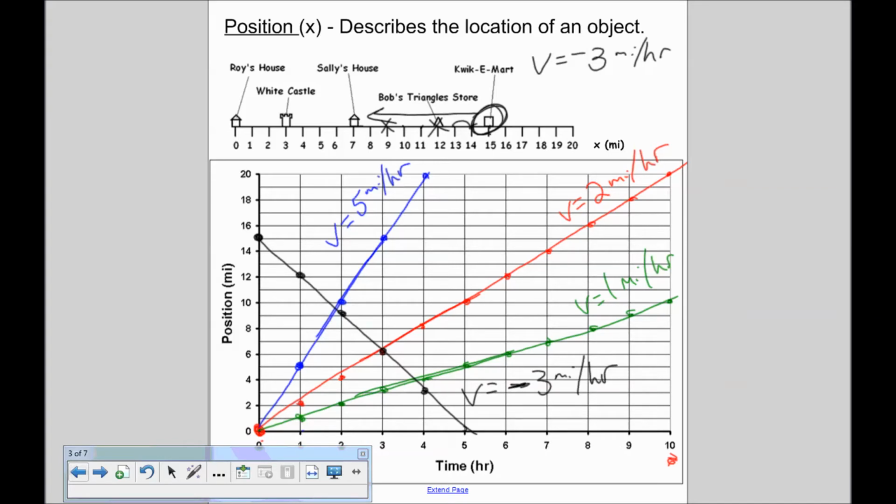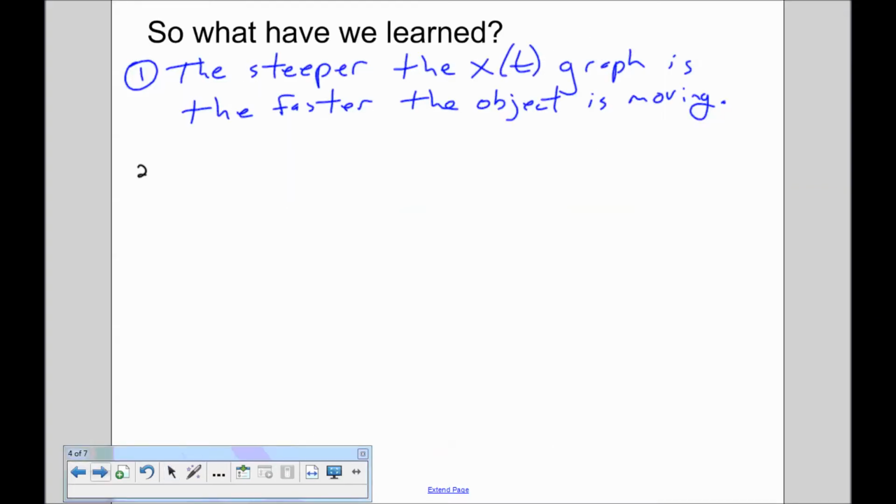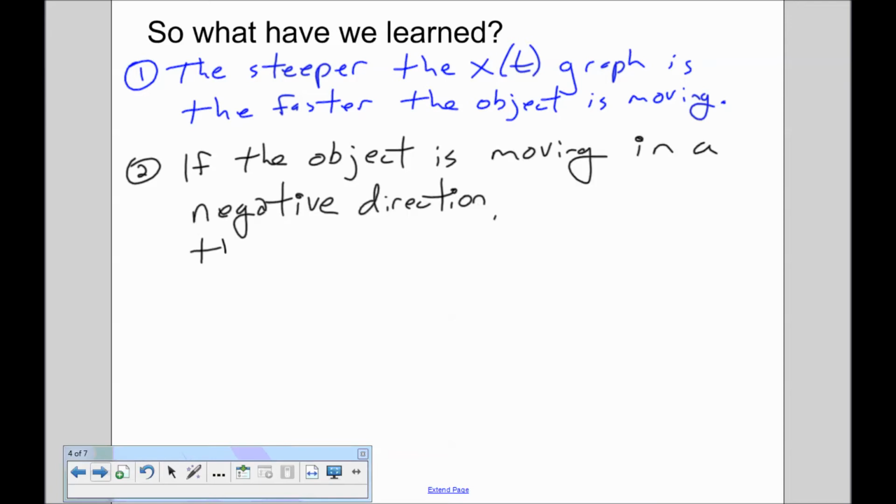So we've learned something else big here, which is that if you're going backwards or in some sort of negative direction, your line will slope downhill. So let's write that down. Number 2. If the object is moving in a negative direction, the position time graph slopes downhill.